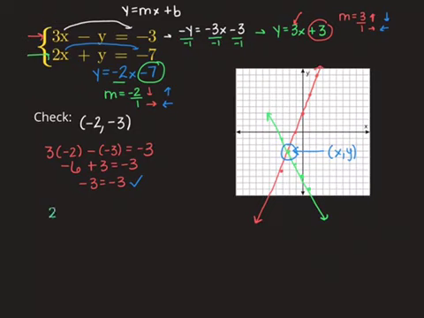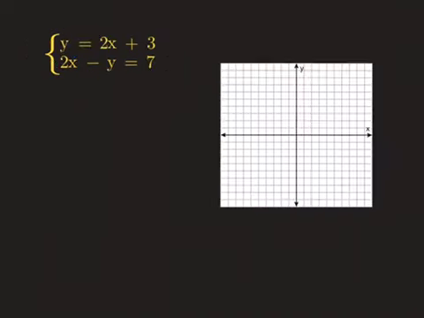So again, I'm replacing x with negative 2. I'm replacing y with negative 3. And I want to know, does that equal negative 7? So that gives me negative 4 plus negative 3. Does that equal negative 7? And it does. So since it makes both equations true, I know that it's the correct solution.